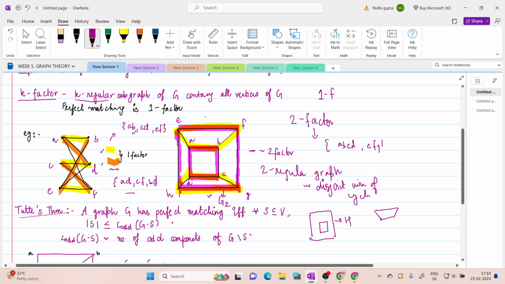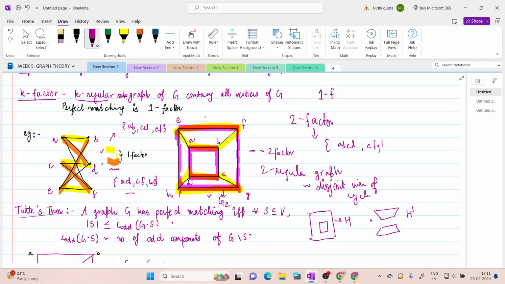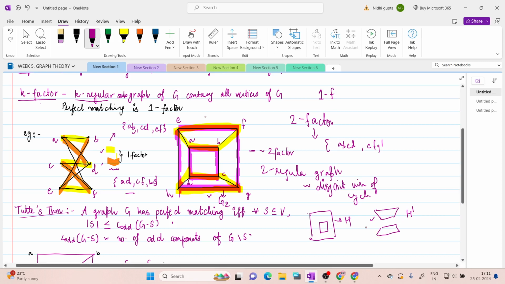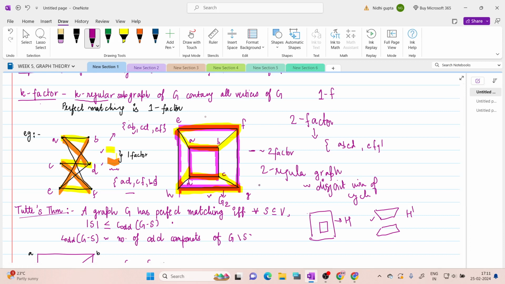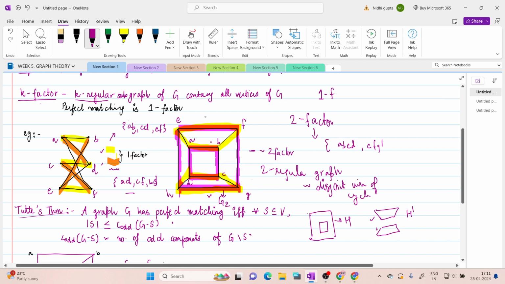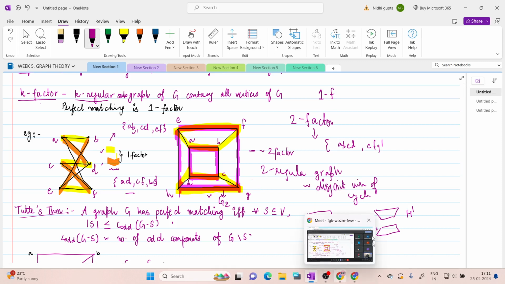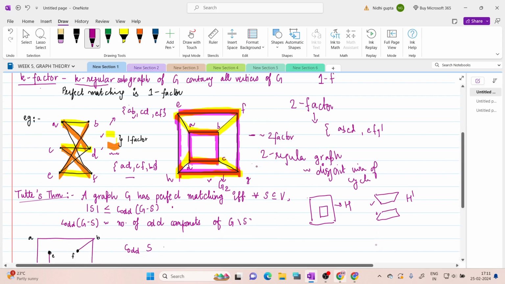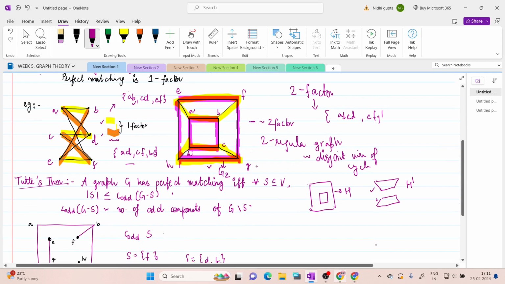So this is a regular 2 subgraph, and it is having all the vertices. So, therefore, this is also a 2 factor of this graph. And similarly, now you have got this one. Similarly, you can see there are other 2 factors also. You can take any other things like this to get many 2 factors in this graph.